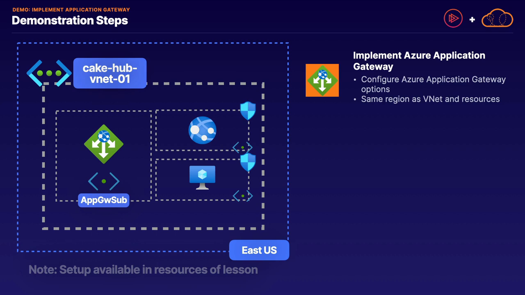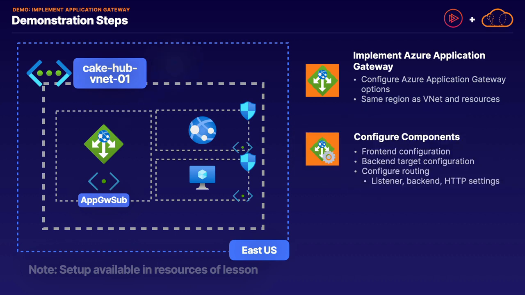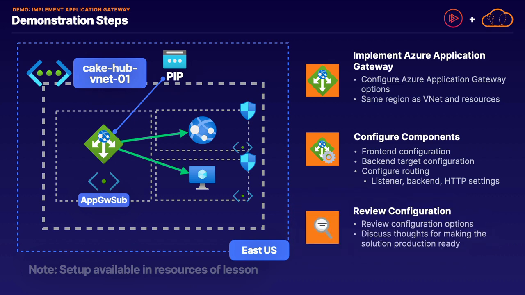And then we're going to configure the various components of our application gateway. When we deploy it, we'll configure the front end IP configuration, the back end target configuration, and we'll configure the routing rules so that we can tie in the listener, the back end, and the HTTP settings to route traffic to our back end targets. And once we've done all that, we'll review the configuration to make sure that we have implemented everything, to check that our application gateway serves our traffic to our backend target, and then we'll discuss some thoughts for making these solutions production ready. So without further ado, let's make our way to the Azure Cloud Sandbox and get started.